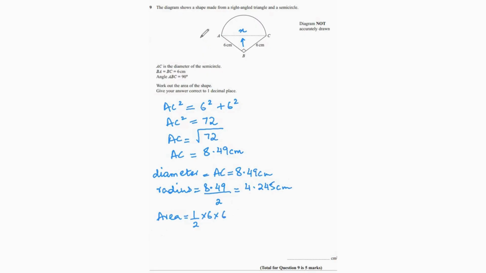So now for the area of the entire compound shape, it'll be 1/2 times 6 times 6. That's the area of the triangle. This is your base. This is your height. Plus area of the semicircle. That's pi times 4.245 squared divided by 2. Why divided by 2? Because it's a semicircle. It's not a full circle. So let's calculate this. 18 plus 28.31. That's 46.3 centimeters squared as your area of the given compound shape.